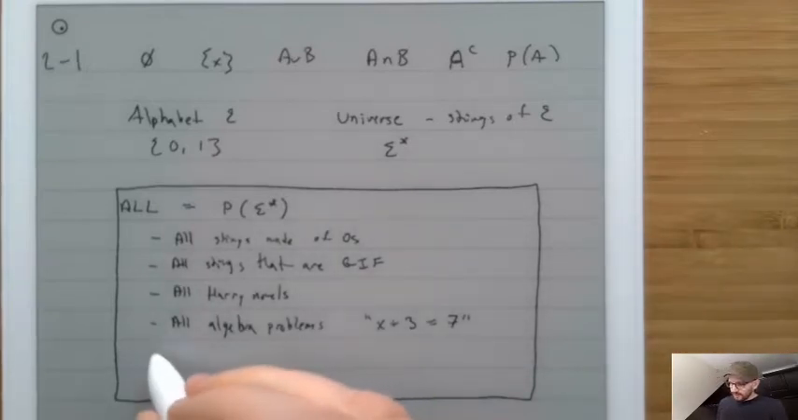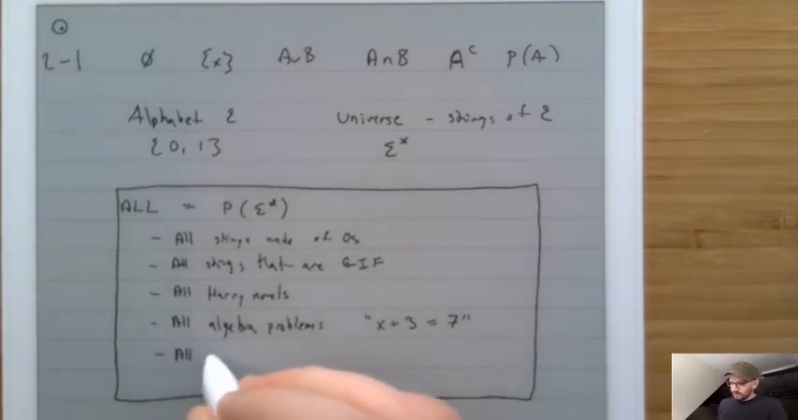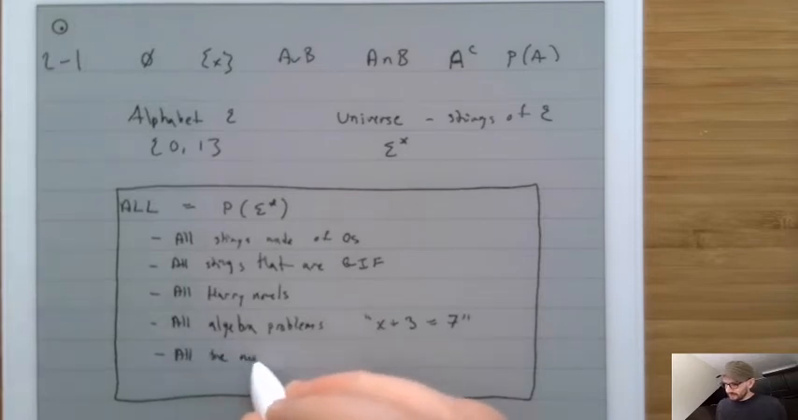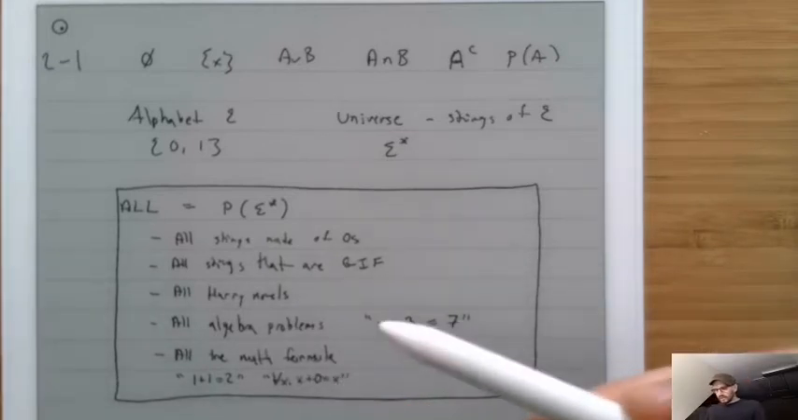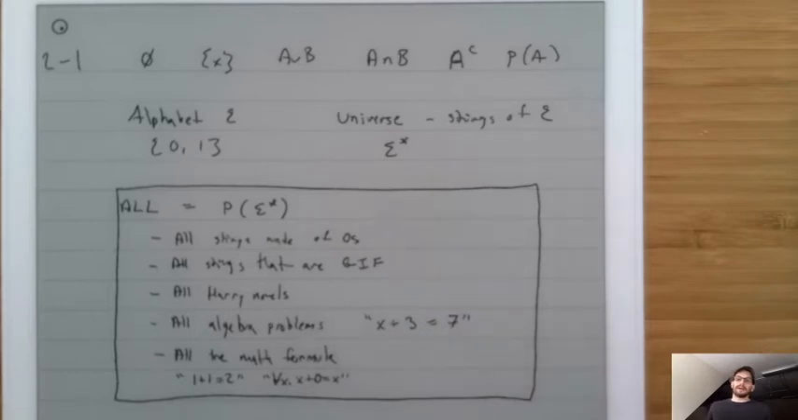Okay, we could also have one that was all true math formulas. So a true math formula would be one like 1 plus 1 equals 2, or another one might be for all x, x plus 0 equals x. Okay? So each one of these are more and more elaborate subsets of strings. So these are all possible subsets of strings.